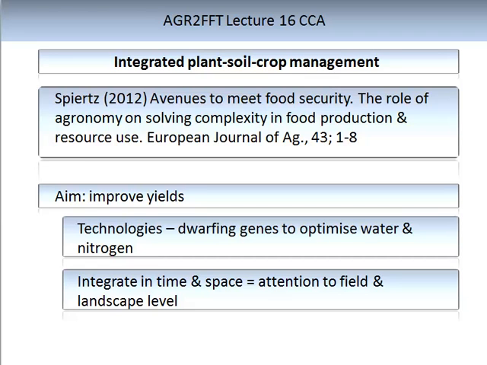These include technologies such as the dwarfing genes to optimize water and nitrogen. You learnt about these in the Green Revolution and the section on genetics in this subject. An integration in both time and space, that is, temporal and spatial variation. Attention to field and landscape level management will aid in these improvements of yield.